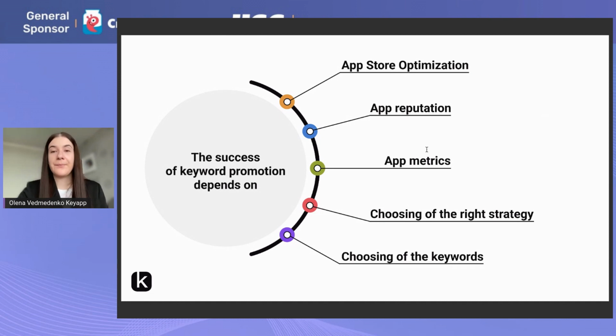Then app metrics. It is some in-app activity, conversion rate, some crashes, and of course, the success of keyword promotion depends on choosing the right strategy. We remember that the strategies for Google Play and for App Store are different when we are talking about keyword promotion. And of course, choosing the keywords. We remember that we promote the application or the game only for relevant keywords, because only such type of search request may bring some organic traffic and may lead to an increase of the users your application gets.